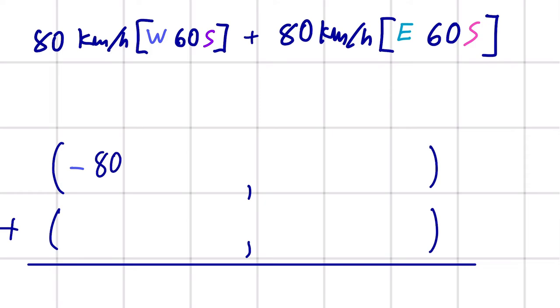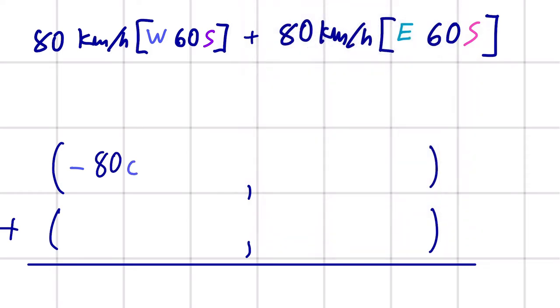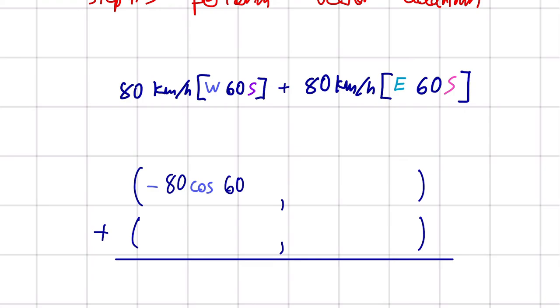I'm going to write this out here and then I'm going to explain it. So our first value, first we're looking at just this first vector, we're going to write in components. So this is our x component, or rather our east/west component, and then our north/south component.